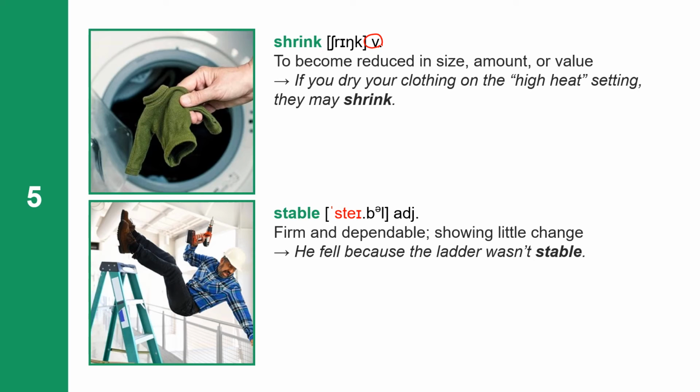Next word, shrink. Shrink is a verb. To become reduced in size, amount, or value. If you dry your clothing on the high heat setting, they may shrink. Shrink. Next word, stable. Stable has two syllables, S-T-A-B-L-E. Accent on the first syllable, stay. Stable. Stable is an adjective. Stable means firm and dependable, showing little change. He fell because the ladder wasn't stable. Stable.